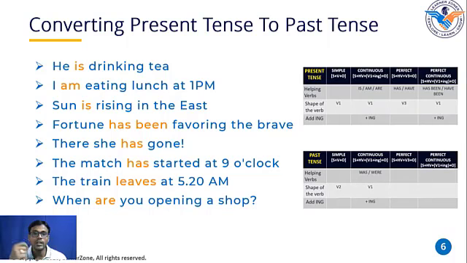When were you opening a shop? You is the subject here. Correct? Yes. You are using the helping verb after the subject. So after "you" you should use "were". You were. When were you opening a shop? Correct. Is this clear? Yes, sir. Any doubts with this? No, sir.